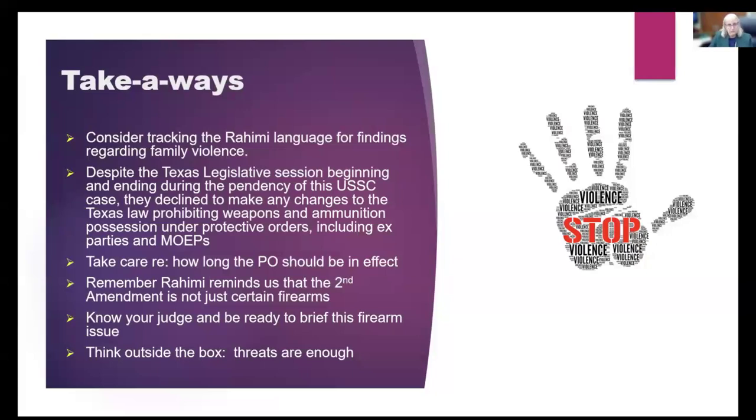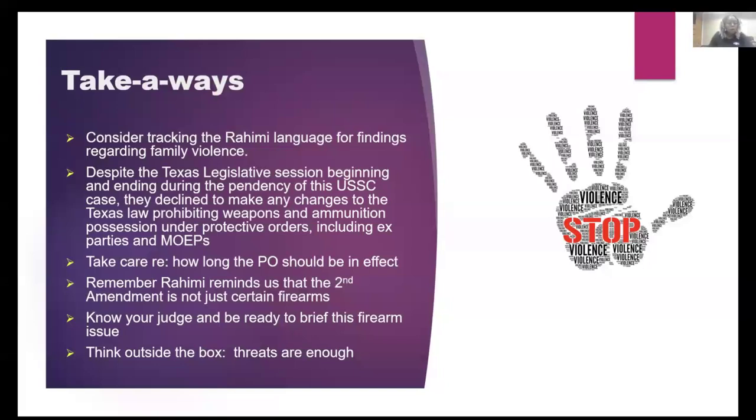Maisha, you want to talk about this one? Yeah, I want to bring to everyone's attention that while Rahimi was pending, the Texas legislature was in session, and they did nothing to make any changes to the Texas law prohibiting weapons and ammunition possession under the protective order code. So we have an equivalent state law that prohibits individuals who have protective orders granted against them from having firearms. And many courts relied on that to maintain the status of our protective orders.